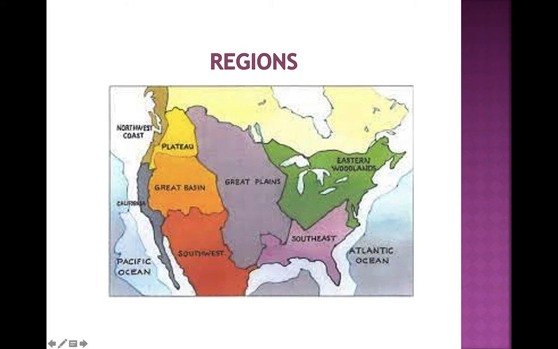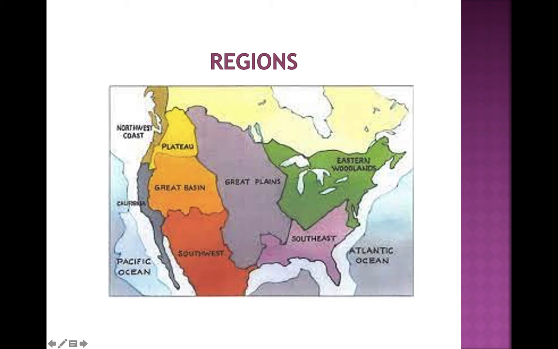So we're just going to lump them together for the purposes of this short video and call that entire eastern part the eastern woodlands. The middle part of the U.S. is called the Great Plains. It extends from Texas all the way up north through Canada. These are the areas with grasslands where buffalo used to roam in large numbers.